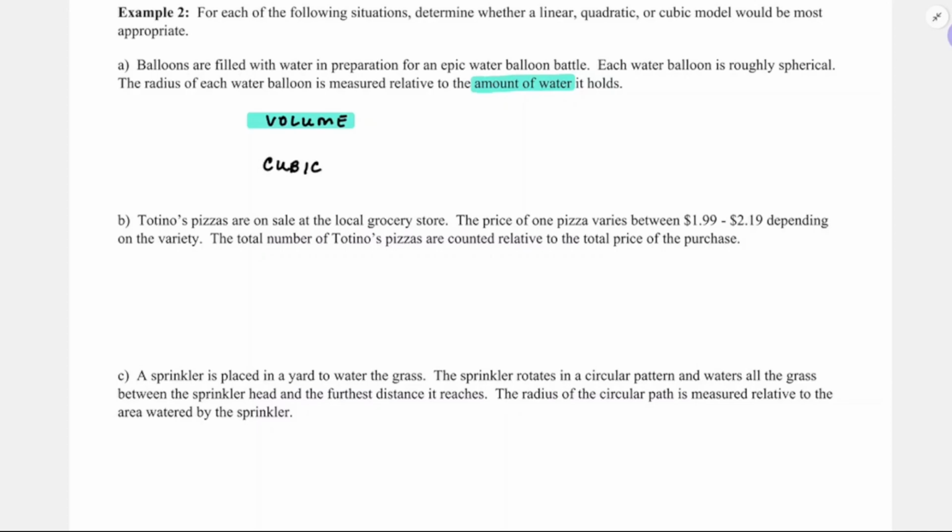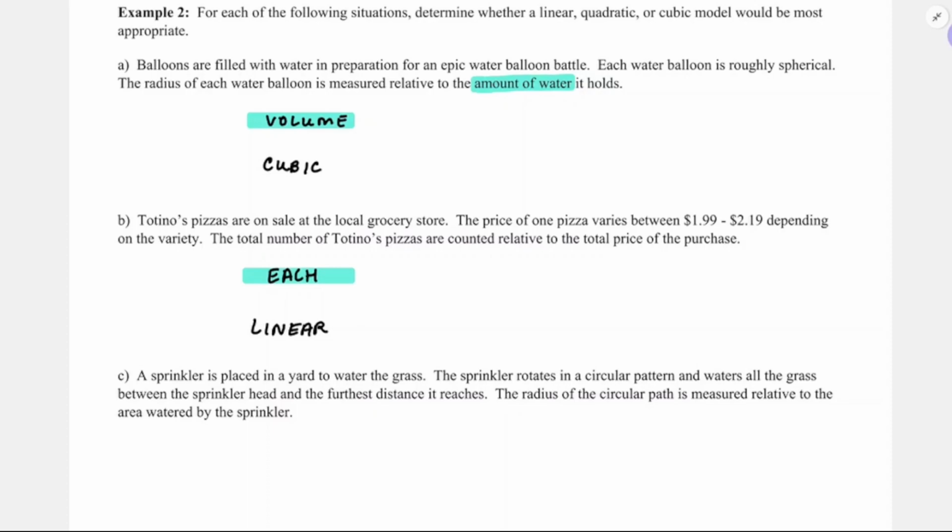Now we've got Totino's pizzas on sale at the local grocery store. The price of one pizza is between $1.99 and $2.19, depending on what I guess the toppings are. And then think about the total number of pizzas relative to the total price of those pizzas. We don't know how many of each variety were bought. We know they're approximately $2 each, and that's oftentimes going to be a linear type situation. So that constant rate of change is going to give us the linear. And it's not an every time thing, depending on variety.